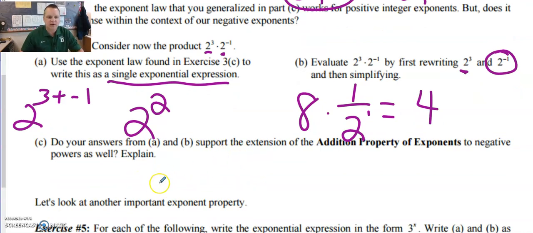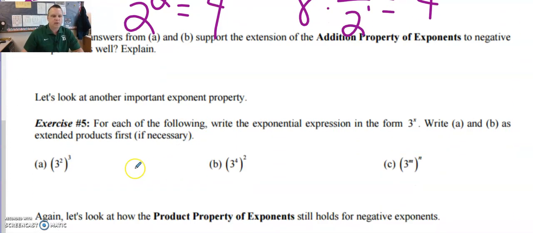And it says in part C, do the answers A, B support the extension of the addition property to the negative powers? So it's just saying that, can I find the same solution of 4 using the exponent law or rewriting as the powers? Okay, and it gives you the same answer.